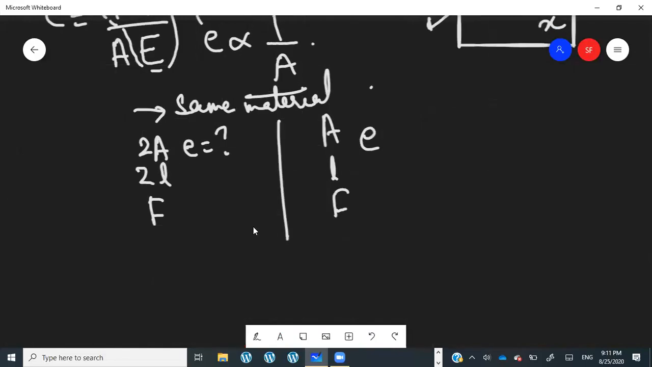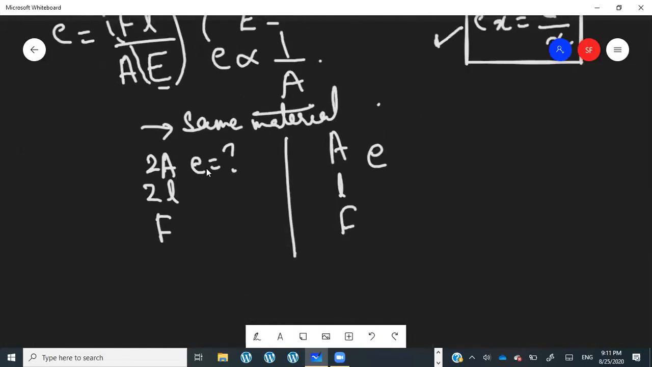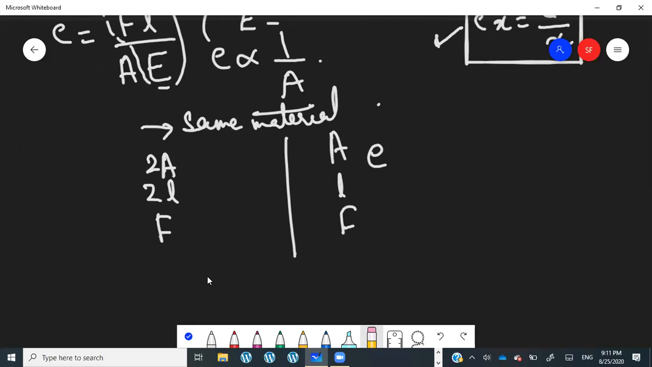I've just made this question up. What did I ask? I'm asking you what's the extension of this first wire? Wait, sorry. I'm not asking you the extension of this wire. Just a second. I'm asking you something else. Just one minute. Let's assume the extension given to you is 3E for this one, and let's say the first one has a Young's modulus of E. What's the Young's modulus of this one?